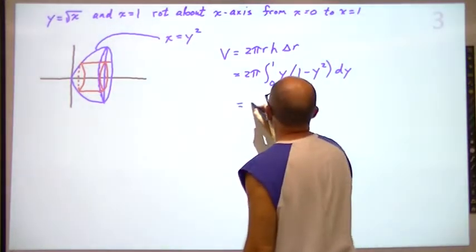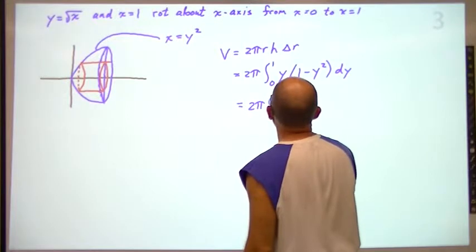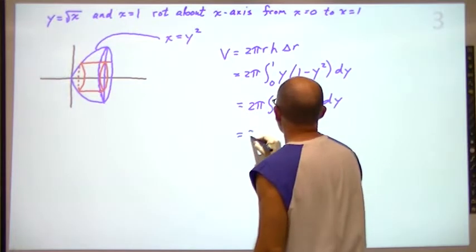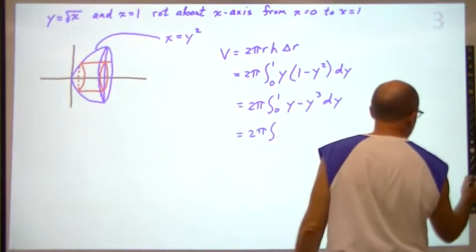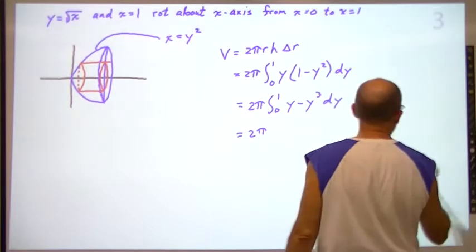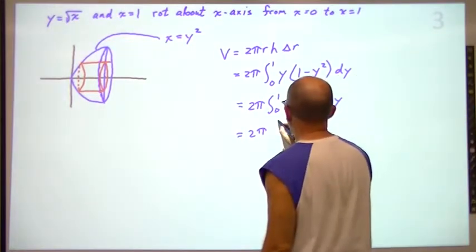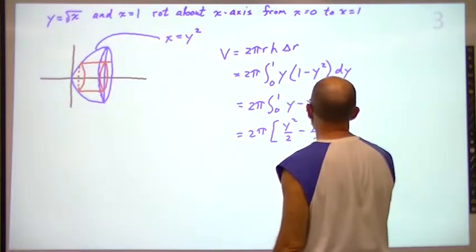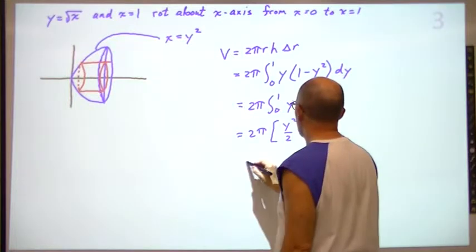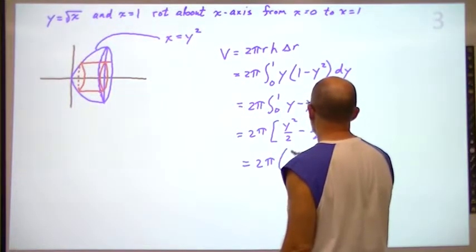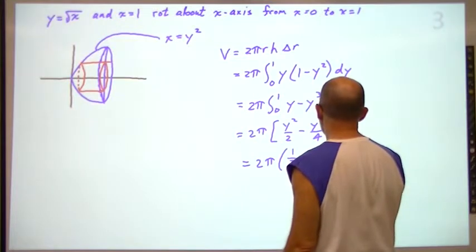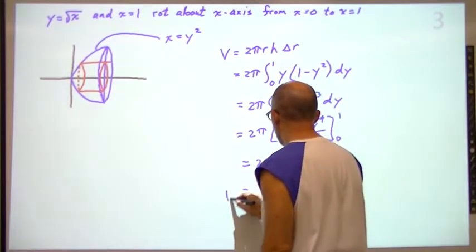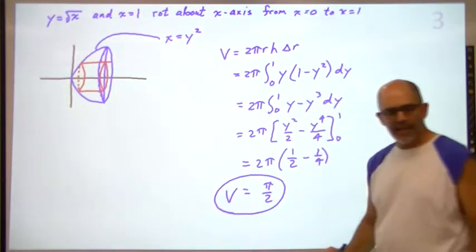Okay, so this equals 2 pi times integral from 0 to 1 of y minus y cubed dy, which equals 2 pi times, rats, blew a tire there. Okay, 2 pi times y squared over 2 minus y to the 4th over 4 from 0 to 1, which equals 2 pi times 1/2 minus 1/4, which equals 2 pi times a 4th, which is pi over 2. That's it, game over.